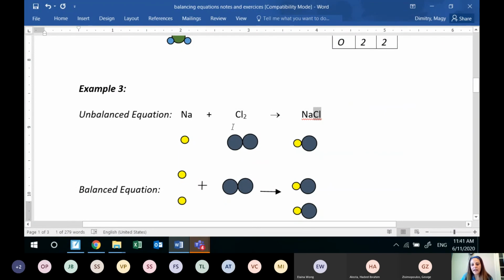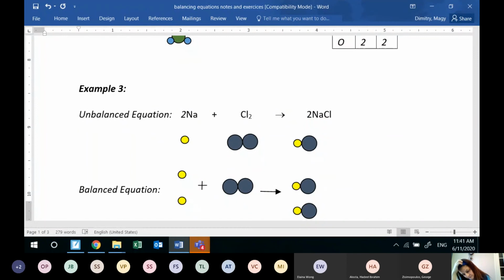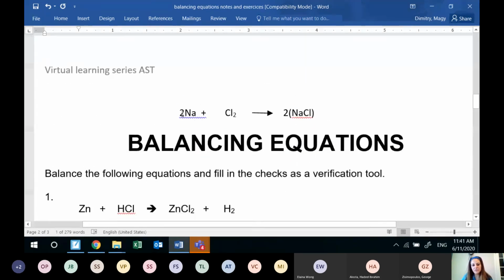So I have to add a 2 here in the front. By adding a 2, now I have 2 chlorines, but I also have 2 sodiums. This means on the left side, I have to add a 2 in the front. Now we count again: 2 sodiums, 2 sodiums, 2 chlorines, 2 chlorines. And the final answer is 2, 1, 2. This one we did already.